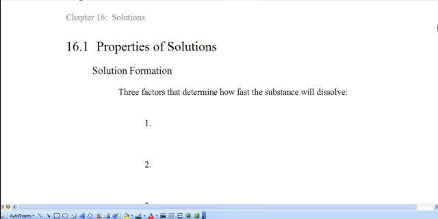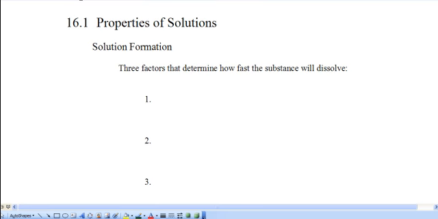16.1, Properties of Solutions. The first thing we want to talk about is how solutes dissolve, or how fast we can get them to dissolve. Now, there are three factors that determine how fast something will dissolve. You have stirring, temperature, and surface area. Alright, so let's talk about these.